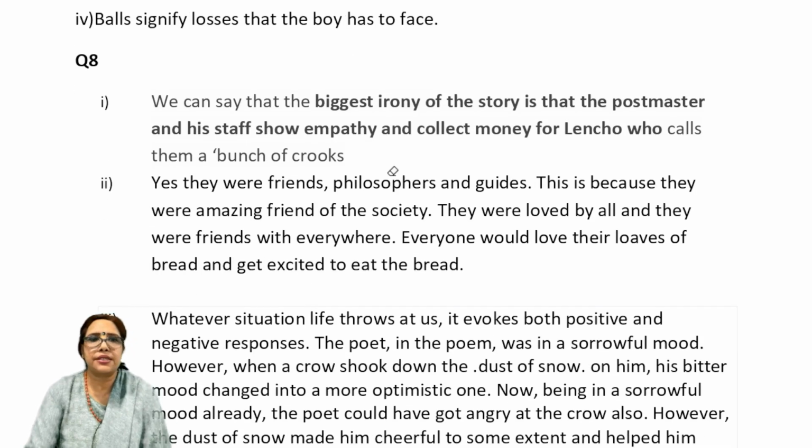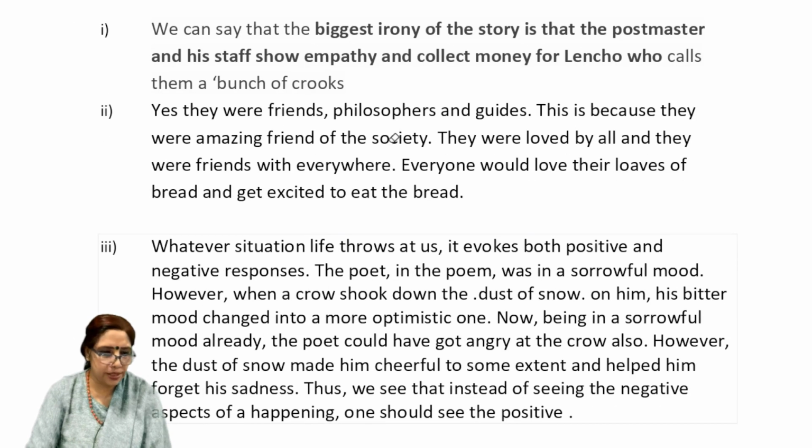So we can say that the biggest irony of the story is that the postmaster and his staff show empathy and collect money for Lencho, who calls them a bunch of crooks. That means the people who helped him were tagged as a bunch of crooks by Lencho. So this is the biggest irony of the story. And then we come to the next part.